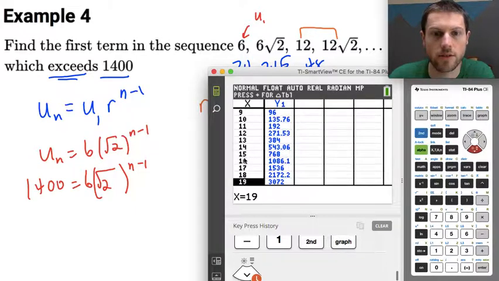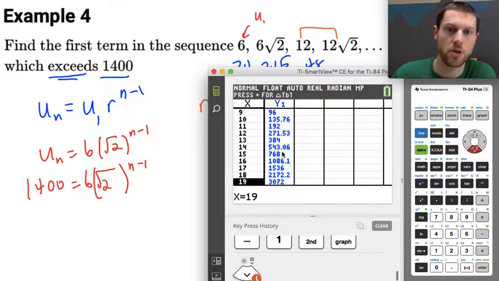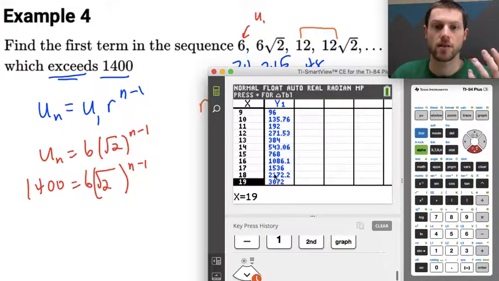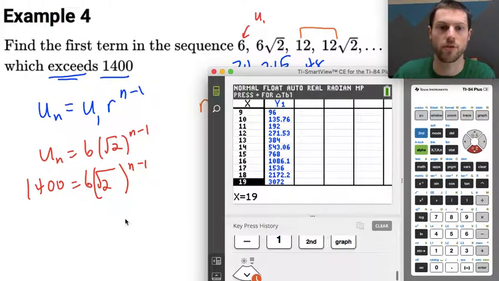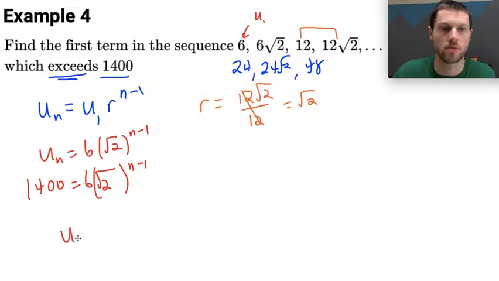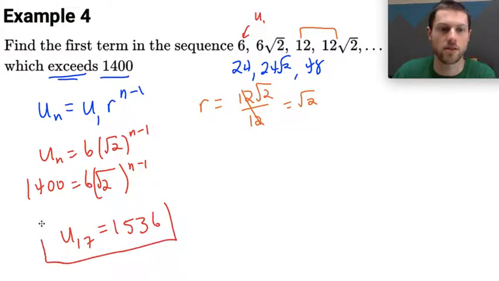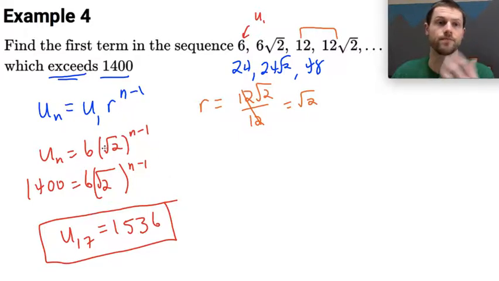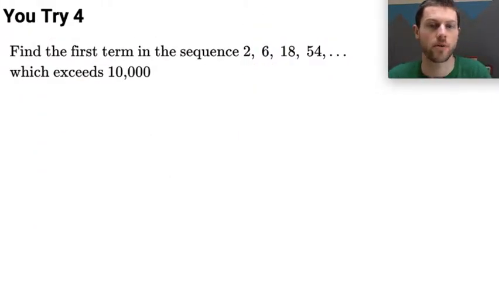So once I get to between my 16th and 17th term, this is where I'm crossing over from before 1400 to after 1400. So I'm looking for the first term that exceeds it, and it looks like it's when my u sub n is u sub 17. That's 1536. So I'm going to write that down. So u sub 17 equals 1536, and this is all I'm looking for. This is the first term that exceeds 1400. That's it.